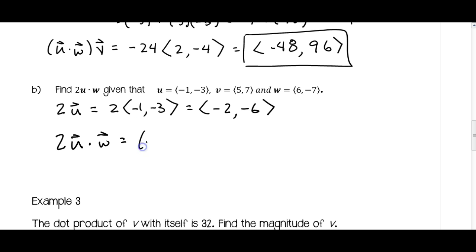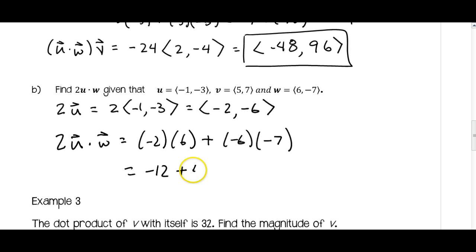So I'm going to do negative 2, that's the x component of 2u, times 6, which is the x component of w. And then I'm going to do the y component of 2u, so that's negative 6. I think I may have said something backwards, but I think the work here is right. And then times the y component of w, so that's negative 7. So I've got negative 12 plus 42 to give me 30. Again, we have a scalar answer in this case.